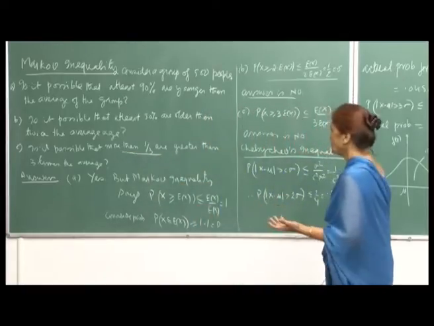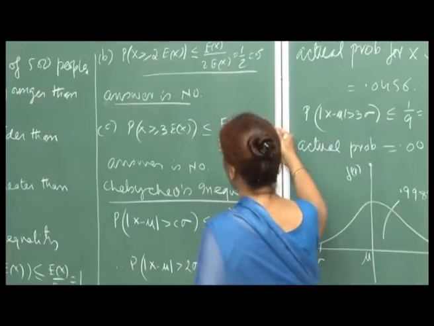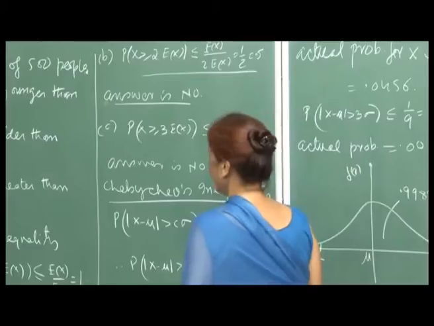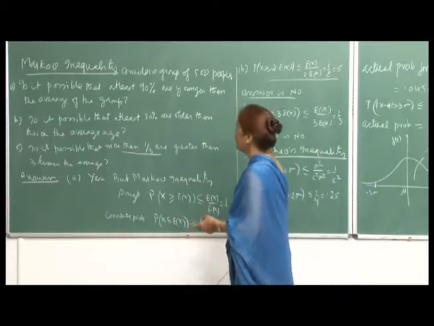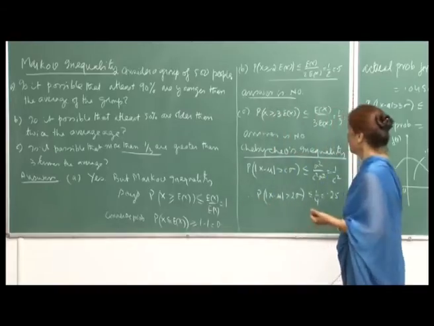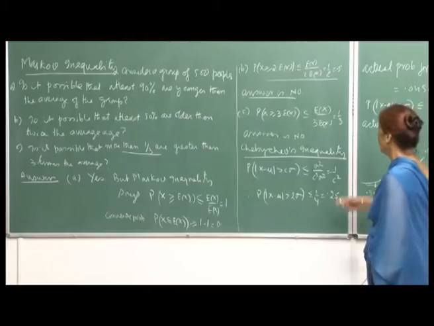Right. More than 1 by 3 are greater than 3 times, because the upper bound for this probability is 1 by 3, and therefore, again the answer is no. So, I just thought that this gives you another insight into the Markov inequality and its uses, and one can go and discover more and more about the usage of this particular inequality.